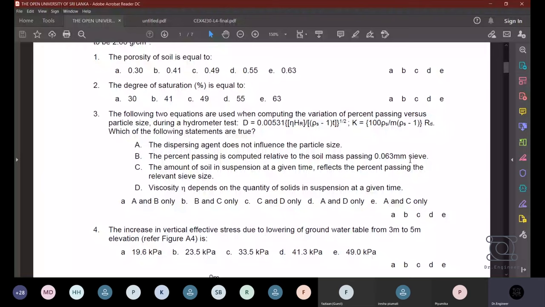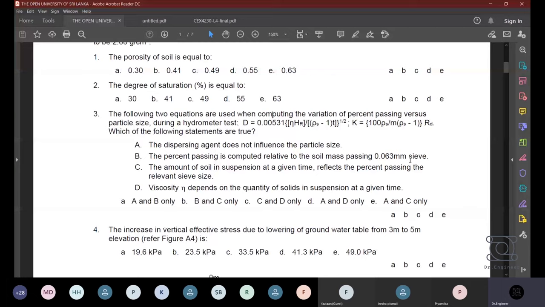The amount of soil in suspension at a given time reflects the percent passing relative to the sieve size. No. So if it has passed, it would have settled down. That is percent passing, right? Passing means it has passed the sieve. So if it has passed the sieve, it would have gone down and it would have settled. It would be at the bottom. But they are saying that the amount of soil in suspension means it is still in the solution. So it is giving the percent retaining, not the percent passing. So option C is directly wrong, right? So it's obviously saying the other way around.